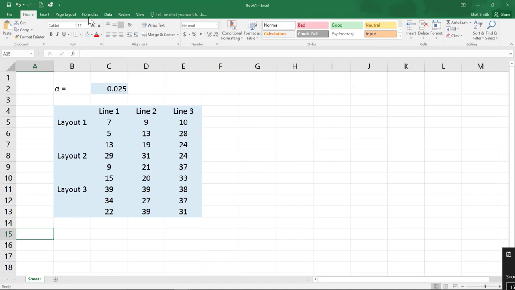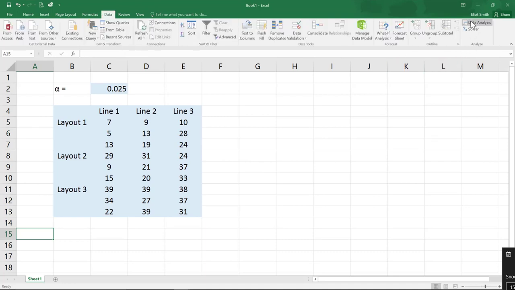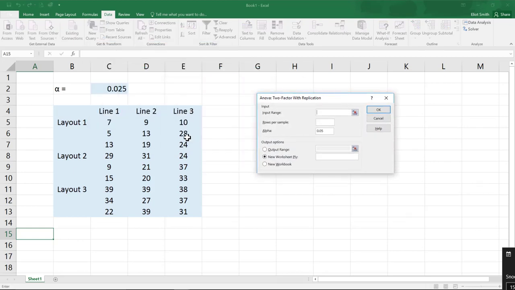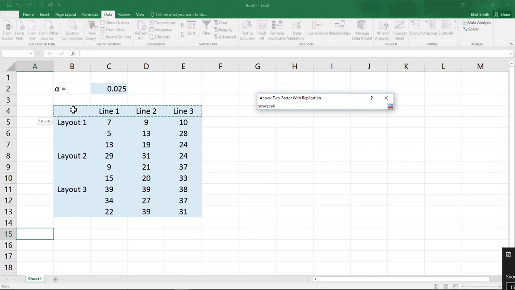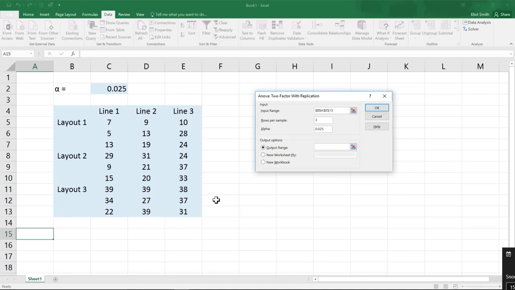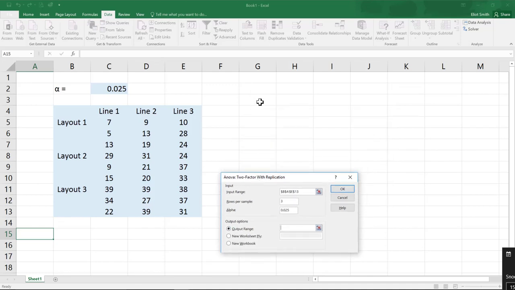P-value, so we need to run data analysis, 2-factor with replication, click OK. For the input, you must include the headers along the top and the headers along the left. Data comes in groups of 3. We have line and layout meet. That's a group of 3. Alpha was 0.025. And I like my output somewhere near my data, so I think we'll put it right here. Click OK.